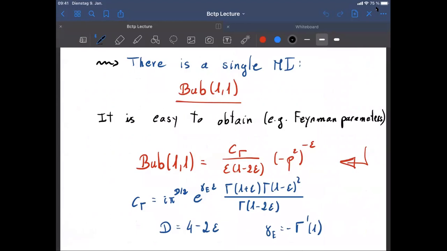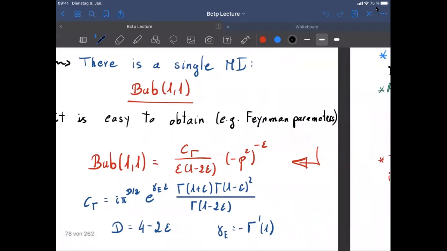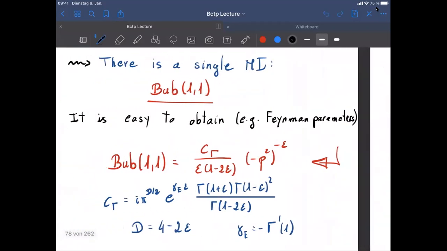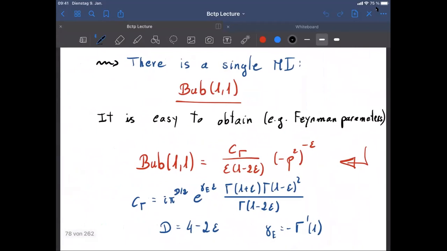Okay, and that integral, well, you've probably all computed it in your quantum field theory class. The integral expression is shown here. The integral expression is not so important here for the discussion. Okay. Now, any questions about this? This was the recap of what we did yesterday.